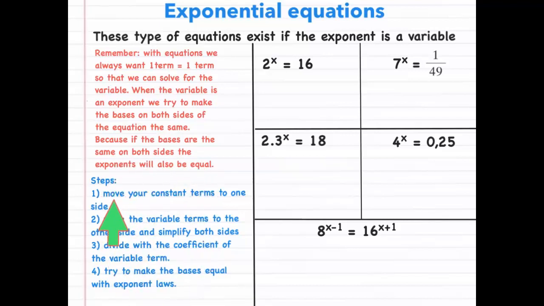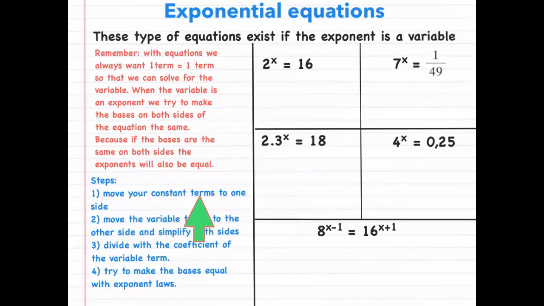Now here are the steps. Move your constant terms to one side. A constant term is one that does not have a variable, so that's not a variable base or a variable as an exponent. So this 16 is my constant term. This is a variable term because x is the exponent in this case, even though the base is just a number. This will be a variable term because the x is in this entire term.